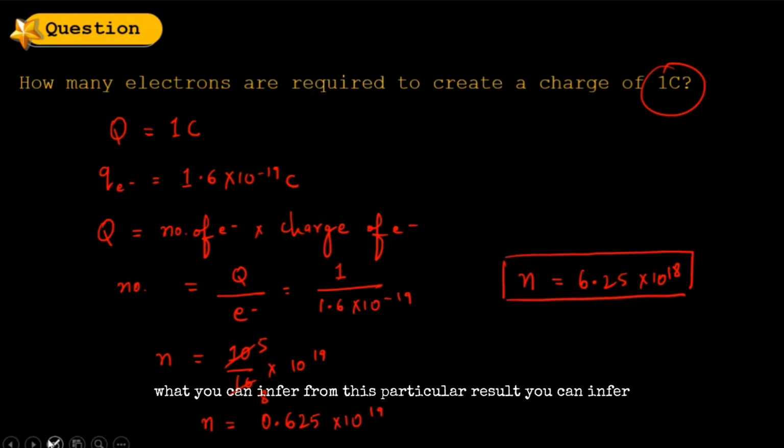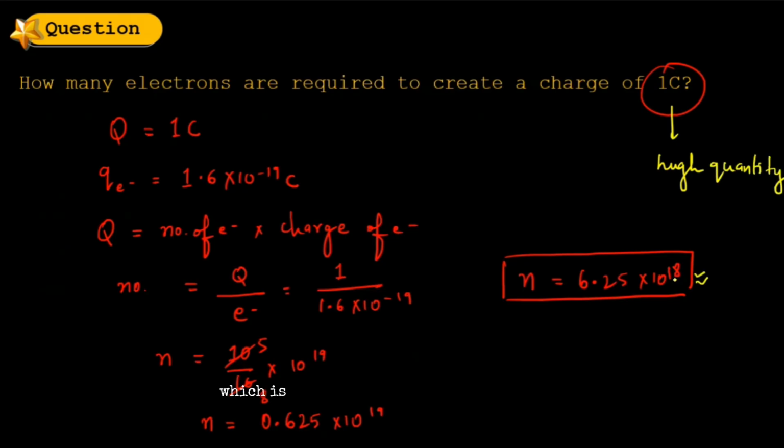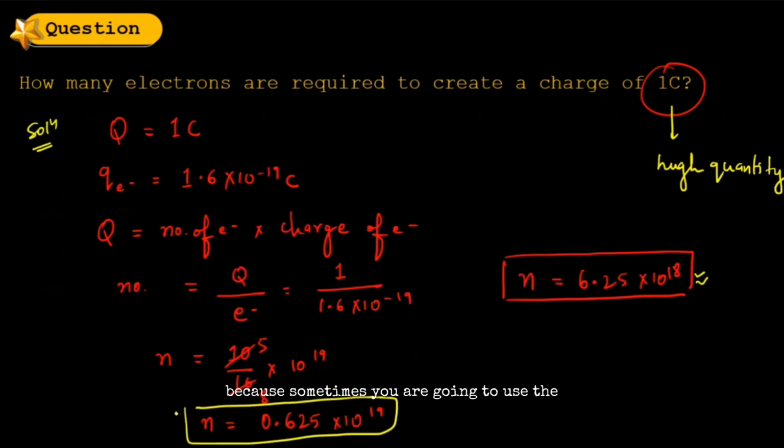So what you can infer from this particular result is that 1 coulomb of charge is not a small quantity, it's a huge quantity. So in order to have 1 coulomb of charge to be transferred, we need that much number of electrons, which is huge. You can see it's 10 to the power positive 18. It means the total number of electrons is going to be huge. So this is again an important result, or you can also remember the result, because sometimes we are going to use the result as it is in some of the questions when we are solving them.